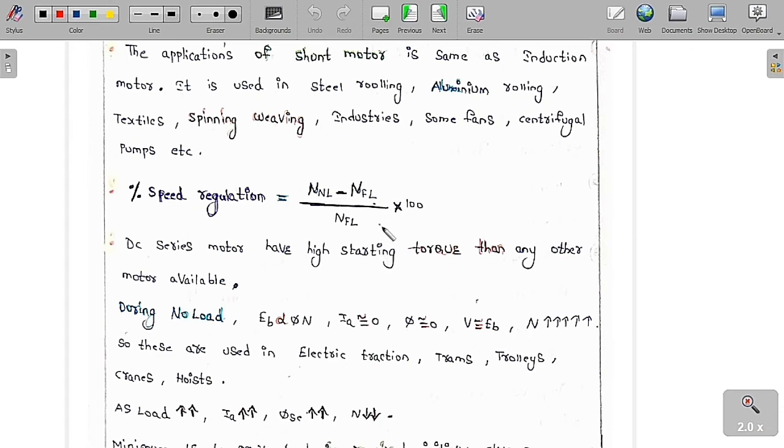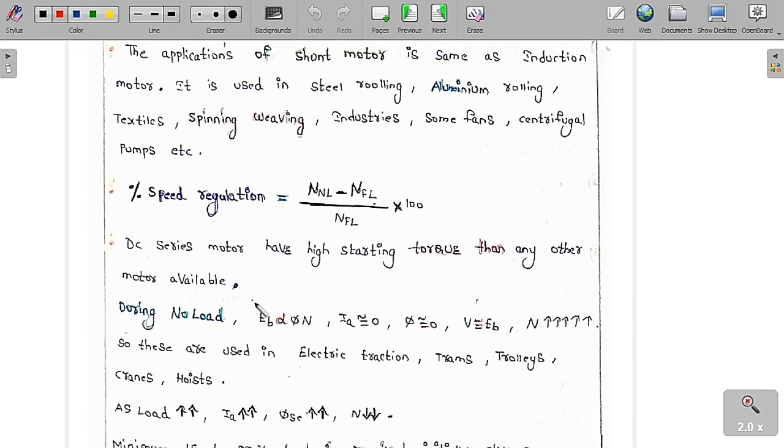This is a very important formula that you always need to remember, which is the same as the voltage regulation formula for the rotating machine, which is E2 minus V2 by V2. E2 is the no load induced voltage, and V2 is the rated terminal voltage. Like this we have to use it. So the percentage of speed regulation is equal to no load speed minus full load speed by full load speed into 100. NL means no load. DC motors have high starting torque than any other motor available.